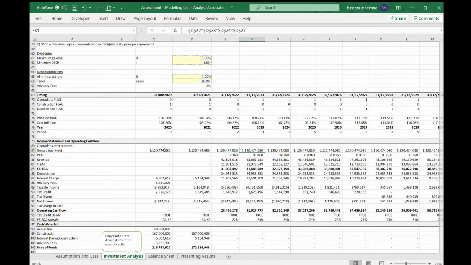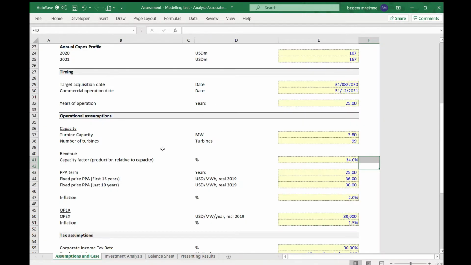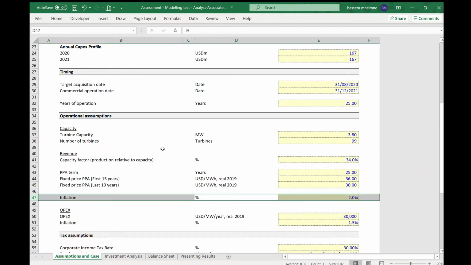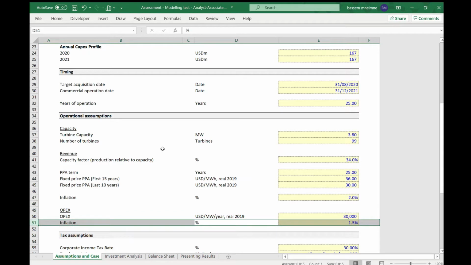It is very easy calculating it. And so, moving forward, I included two inflation assumptions. The first assumption is a revenue assumption, and the second assumption is a cost assumption.